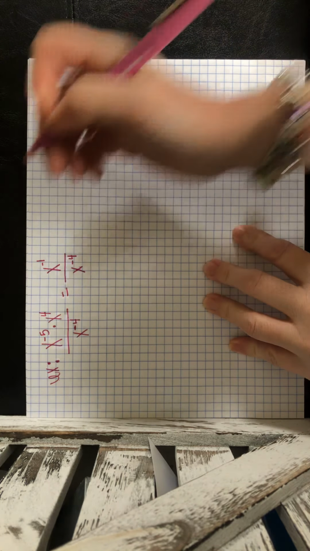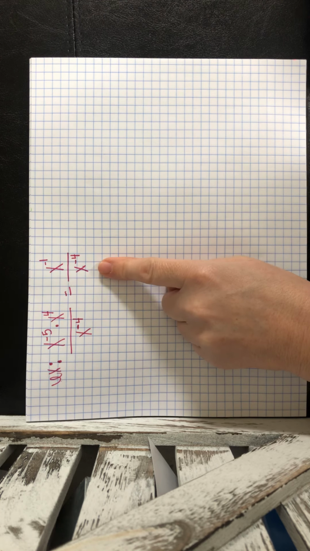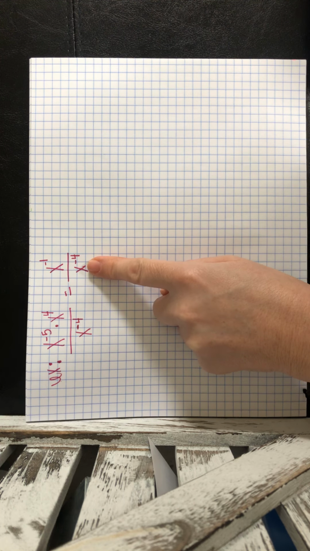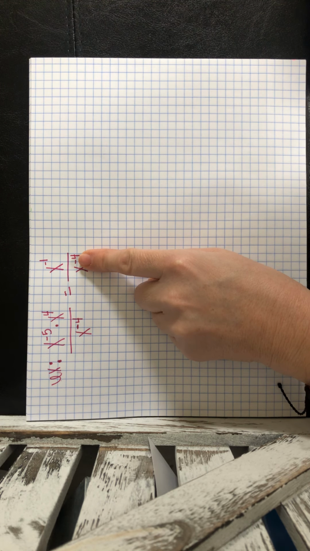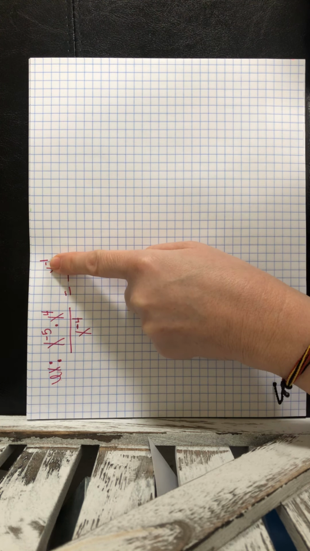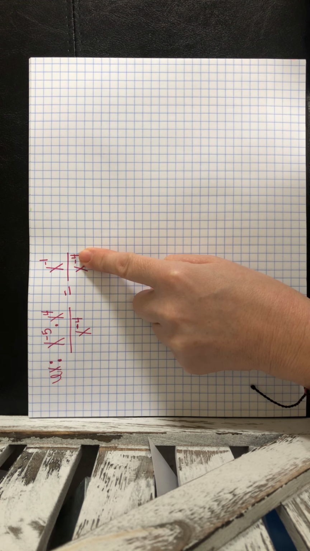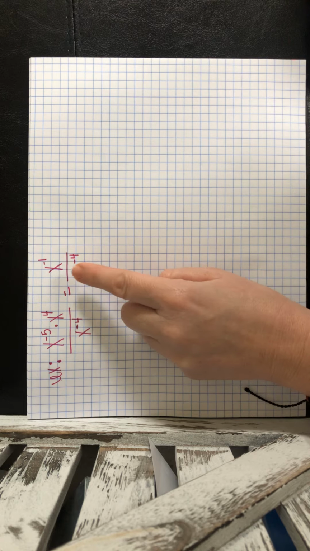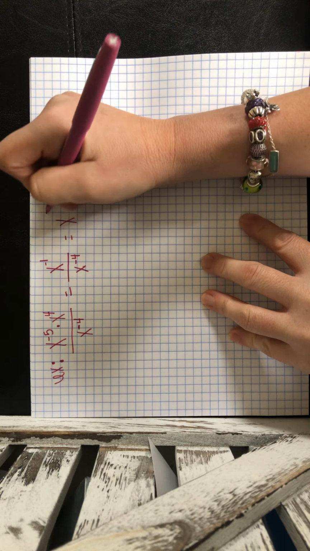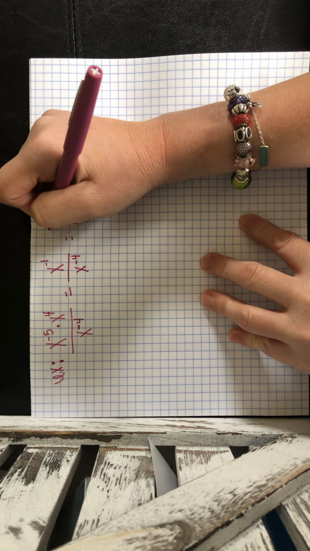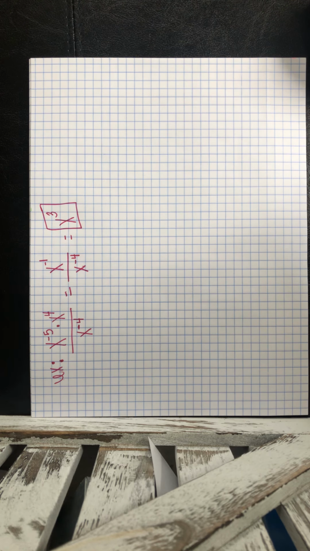So now that we've gone from this to this, now we're dividing same bases. And when we divide same bases, we have to subtract the exponents. So this becomes x to the negative first minus negative 4. So if we do negative 1 minus negative 4, we end up getting x to the third power. So that is going to end up being your final answer.